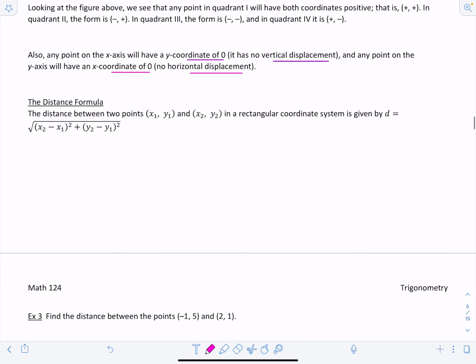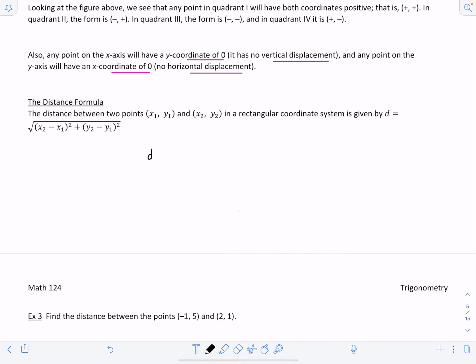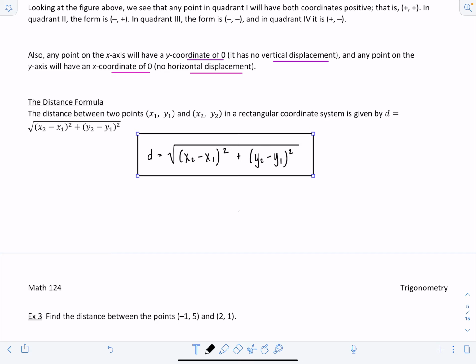Now, a very common formula that we're going to be working with is the distance formula. The distance between any 2 points, which we're going to refer to as x1, y1 and x2, y2, in a rectangular coordinate system is given by the following formula. I'll rewrite it here. The distance equals the square root of x2 minus x1 squared plus y2 minus y1 squared. Burn this in your brain, put this to memory. You're going to use it throughout the rest of your math career, however long that may be.